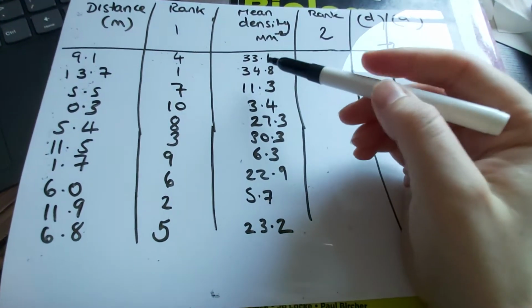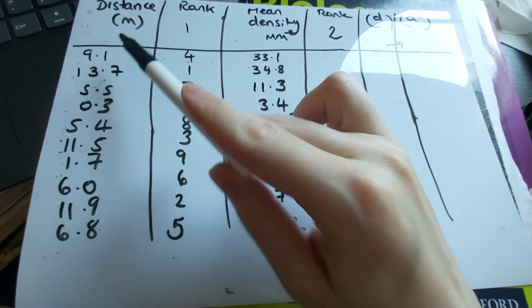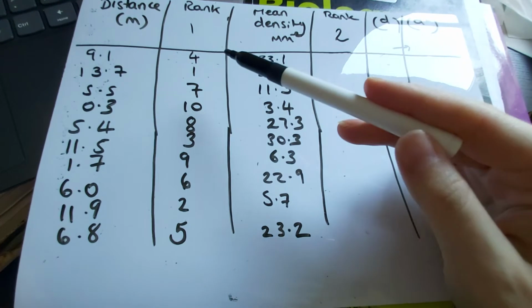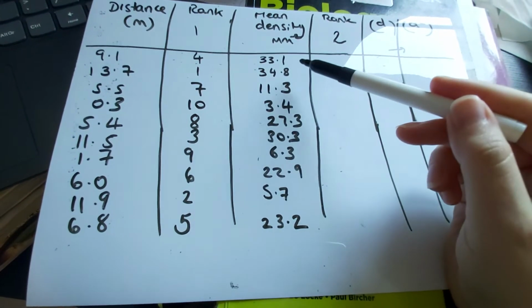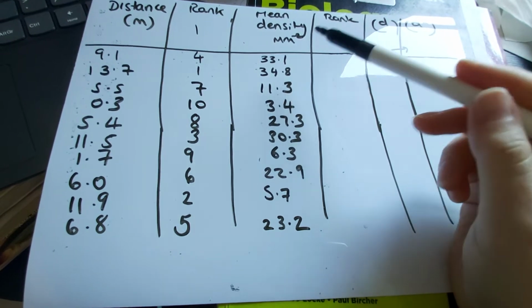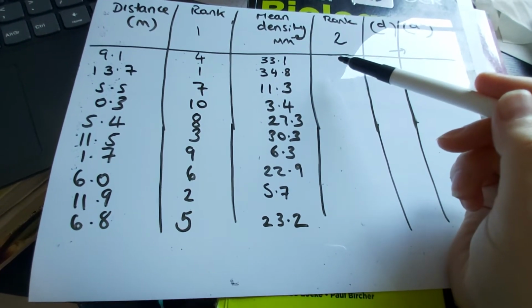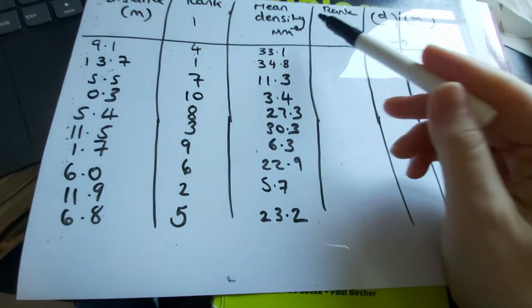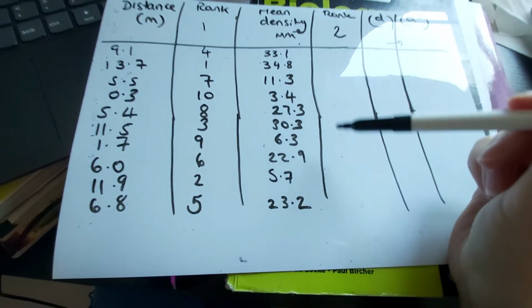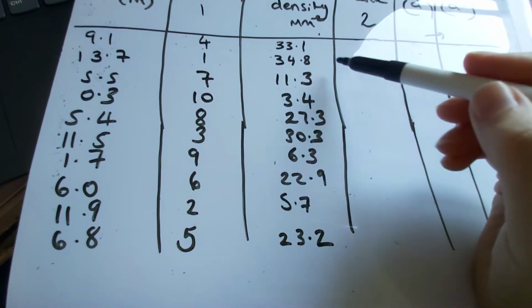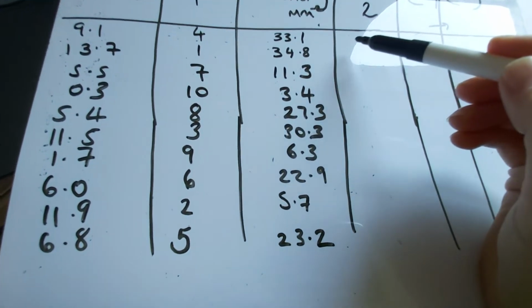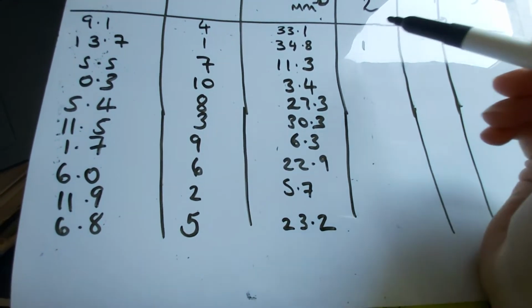So if we have a little look, we've got distance from the river as our first column. We've got rank 1 as our second column according to distance. Then we've got mean density in our third column, and then rank 2. Now rank 2 is the rank of the hair density, which is this column. So we're going to rank those first of all in order. We always go from the biggest to the smallest. So 34.8 would be our first one. I'm going to give that a 1.